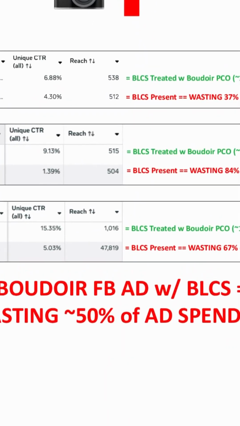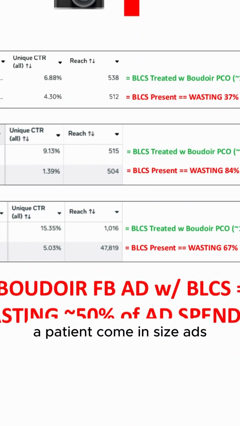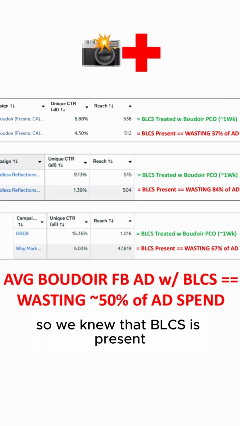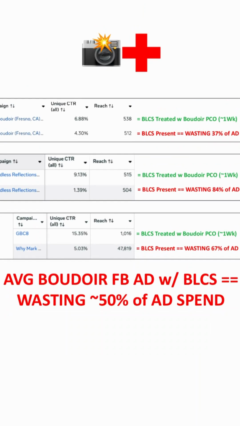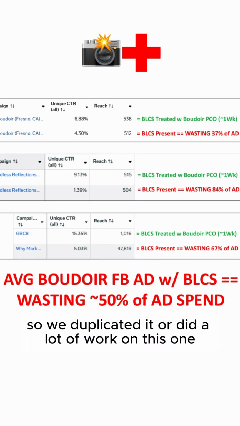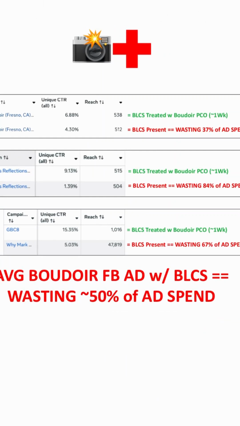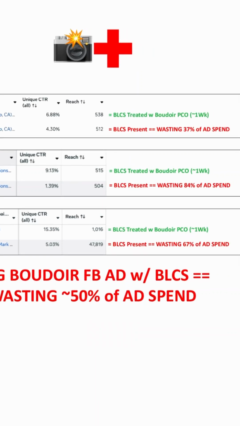That patient came in, saw his ads, a Boudoir Facebook ad at 5.03% unique CTRL. So we knew that BLCS is present. So we duplicated it, or did a lot of work on this one. Treated it with Boudoir Pico, took about a week. And we got the unique CTRL up to 15.35%.